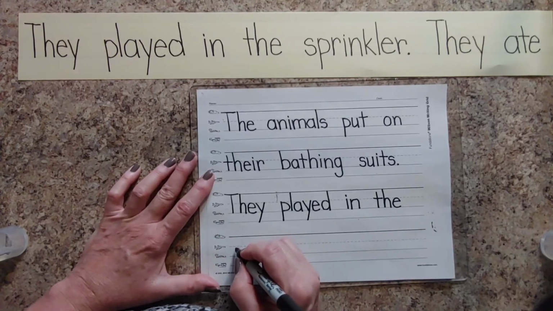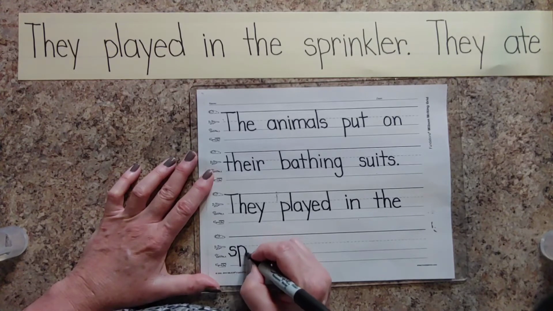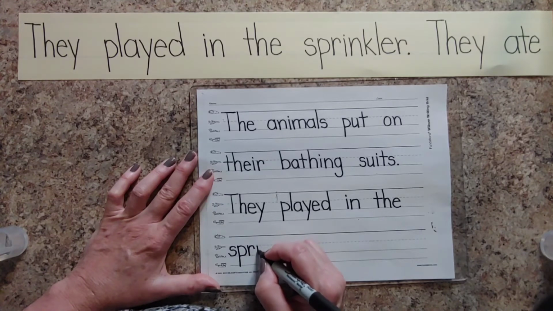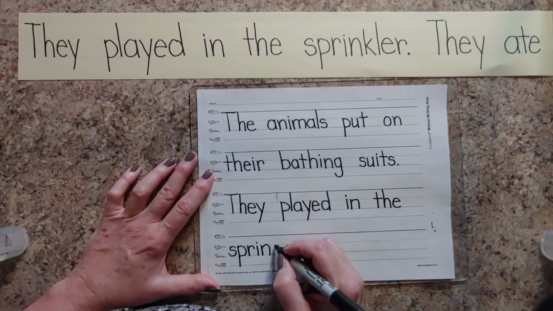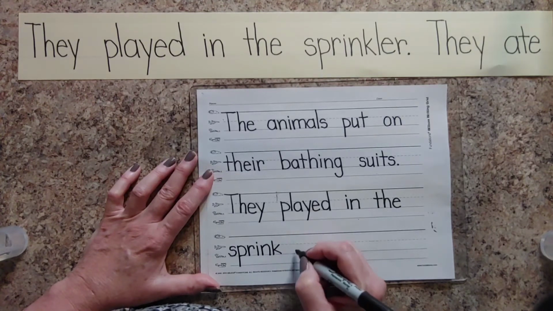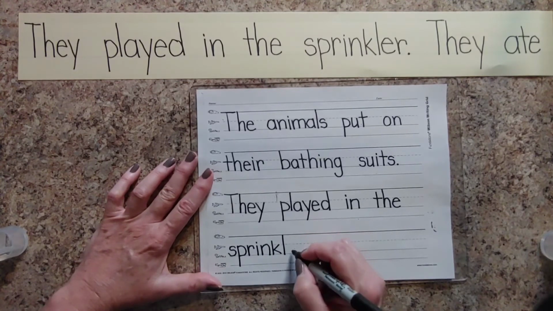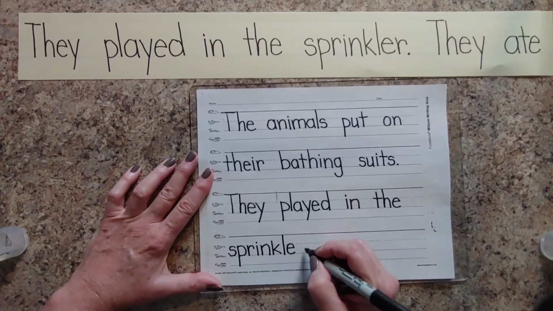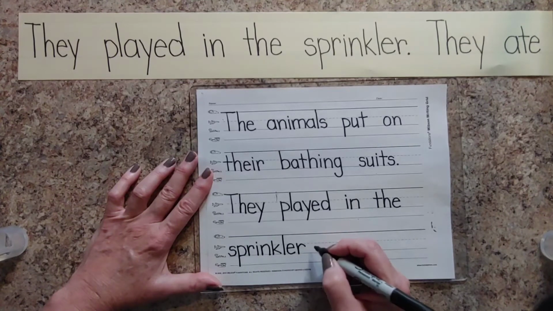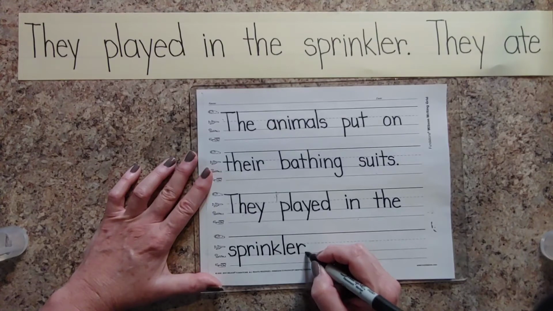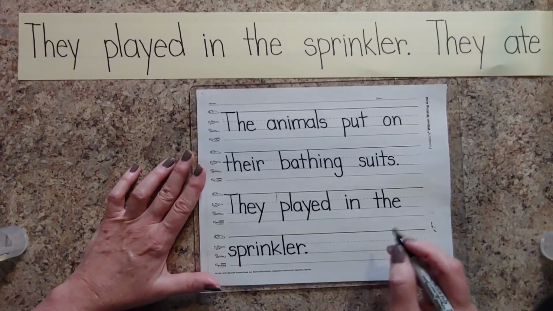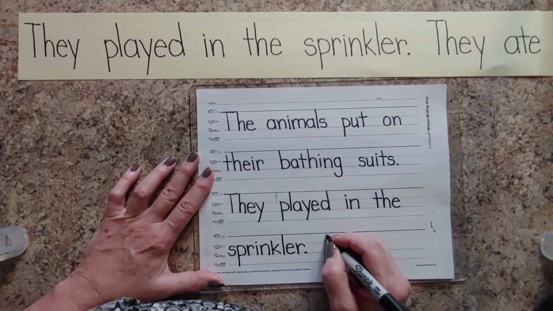Slide down to the next line. Sprinkler. S is plain line to grass line. P is plain line to worm line. R, plain line to grass line. I, plain line to grass line. N, plain line to grass line. K, plain line to grass line. L, skyline to grass line. E, plain line to grass line. R, plain line to grass line. We need a period. Third sentence starts with the word they.